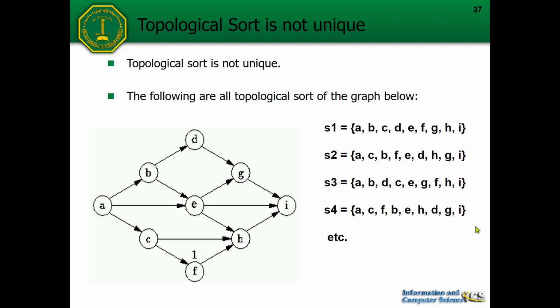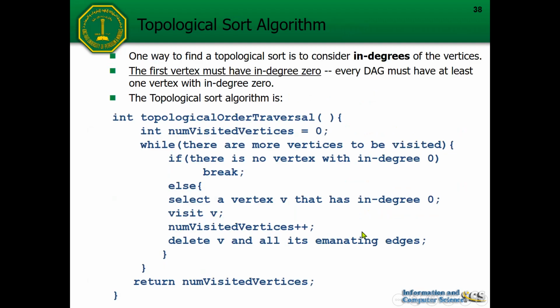So this is the fact in the topological sort. The output of the topological sort algorithm is not unique. For example, we have this input graph. Then we can have the output to be A, B, C, D, E, F, G, H, I, or A, C, B, F, E, D, H, G, I, etc. You will be able to see this fact in the next example. Before we discuss the example, let's look at the algorithm.